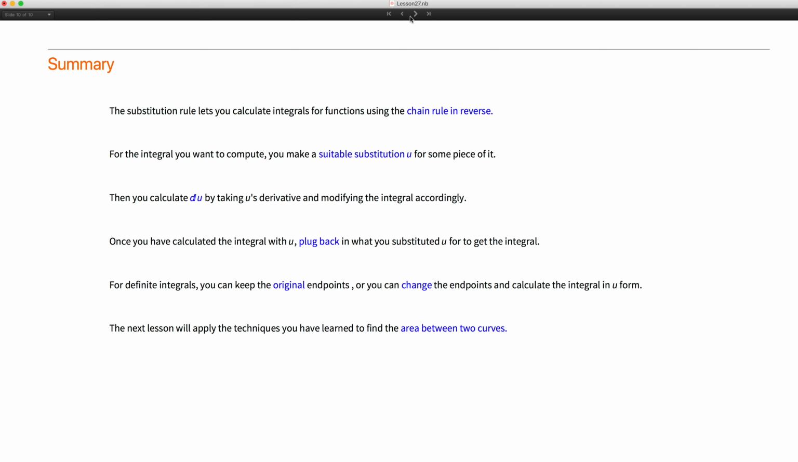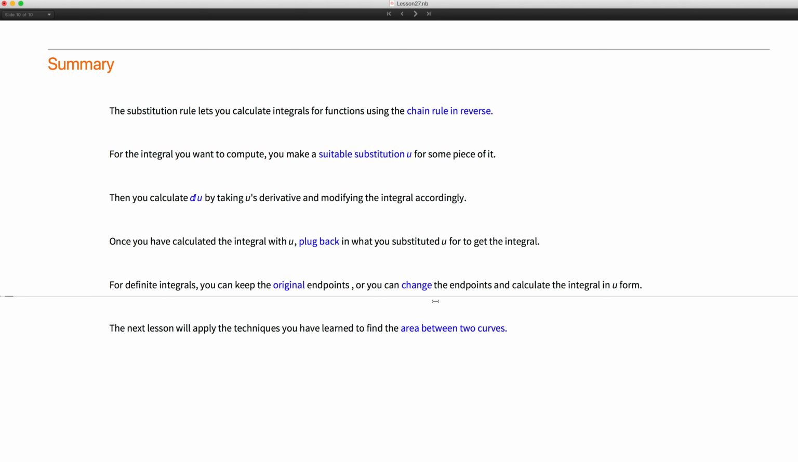So that brings me to the end of this lesson, and the main point is the substitution rule lets you calculate integrals using the chain rule in reverse. So this rule is essentially a reverse chain rule. So what you do is you always begin by making a substitution u, a suitable one, then you find du and modify the integral as required. Then you plug back the expression for u after integrating, and you get back the result. But of course, if you're working with definite integrals, you could either work with the original endpoints and x, or change the endpoints and work with u.